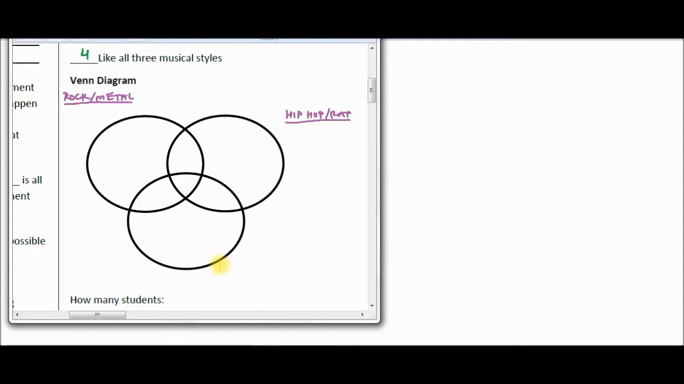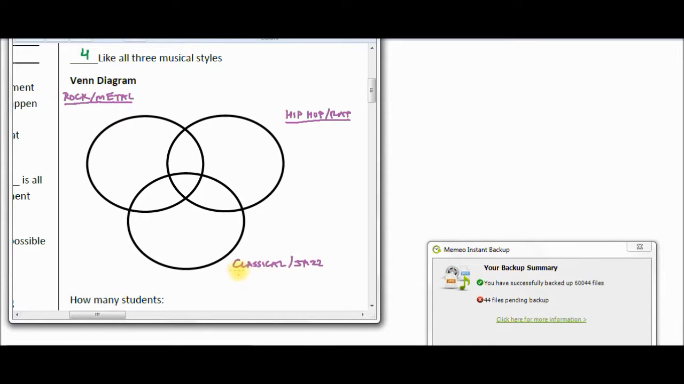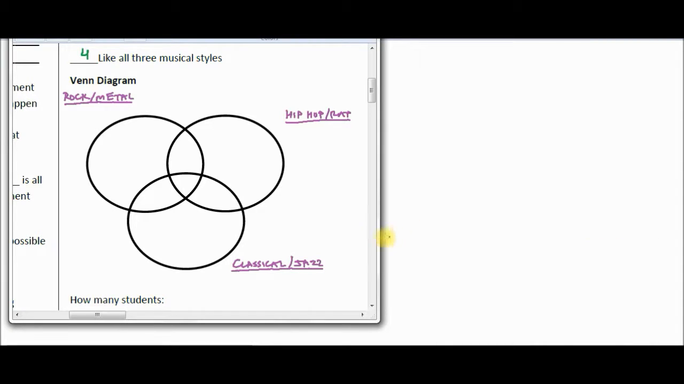And then the bottom one, we're going to make this bottom circle classical or jazz. I know some of you say, what about band music? Well, band music can be anything. So if you play classical or jazz music, it's band music. All right, so we've got our 3 categories.